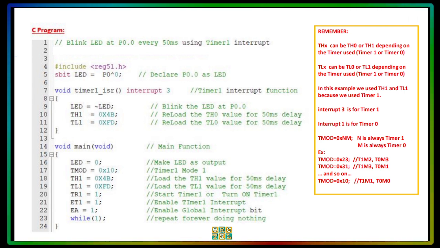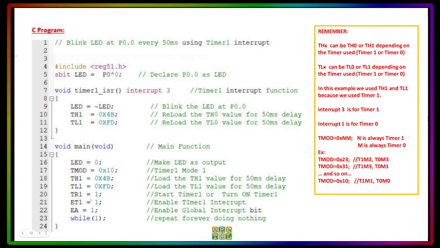So to make this a complete explanation, the TMOD is actually mode 1, timer 1, and mode 0, timer 0. But you can use timer 1, mode 1 only. Now, TH1 is equal to 0x4B and TL1 is equal to 0xFD. This is loaded to our TH1 and TL1. You can also write TL1 first before TH1.